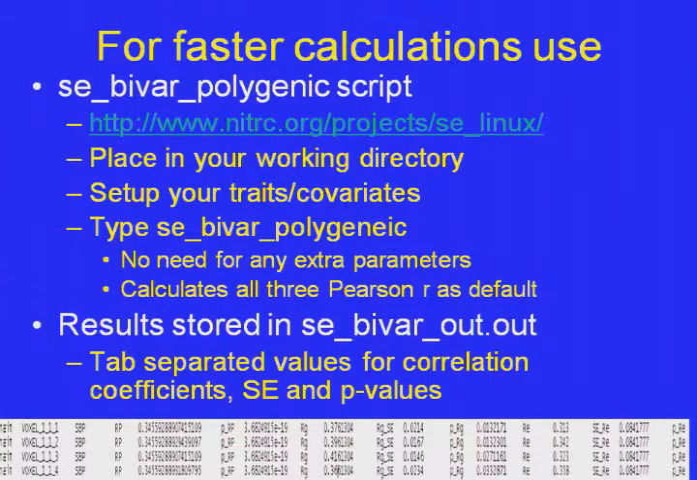Now, for much faster calculation, you can use the SE_bivariate polygenic script. Again, just get it from that package from the Nitric website, place it in your working directory, set up your traits, covariates, and type SE_bivar polygenic. There's going to be no need for any extra parameters, and it will calculate all 3 Pearson R's as default. And results are now stored in the SE_bivariate_out.out file, as tab separated values for correlation coefficients, their standard error, and their significance.